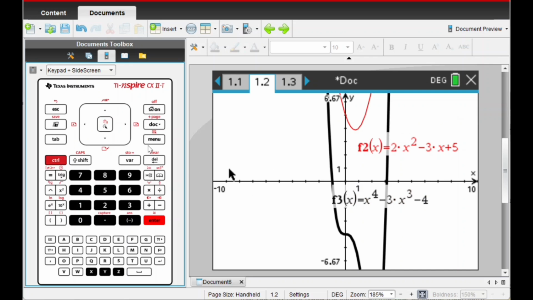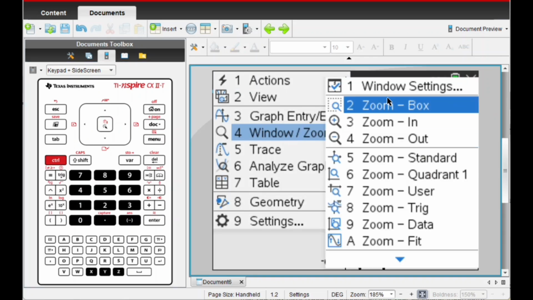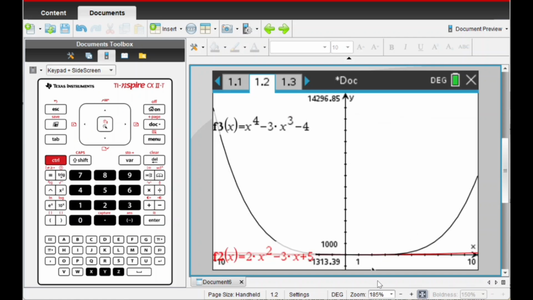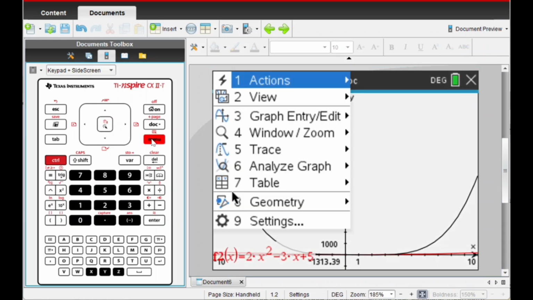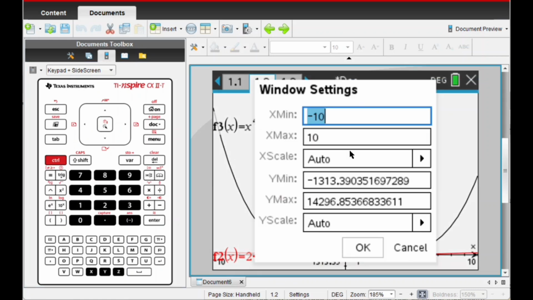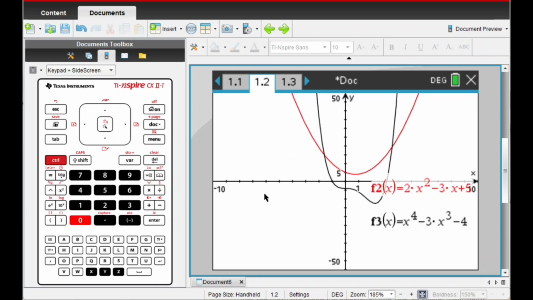We can't really see any intersection points, so we need to adjust our zoom. So once again, zoom out's a good one. Another good one I like to use sometimes is zoom fit. Doesn't help us in this situation. Another thing you can do with zoom is change the zoom settings to something that's going to work for you. So these are really big numbers, so I might just change them to say negative 50 and 50 and see what that looks like.